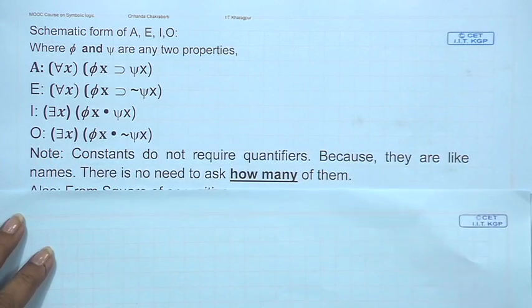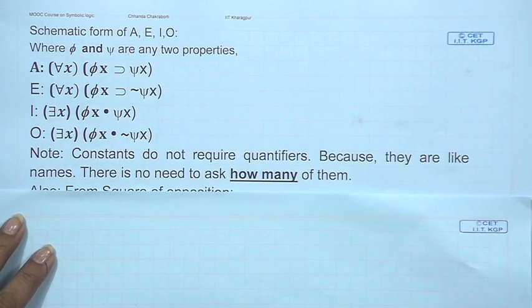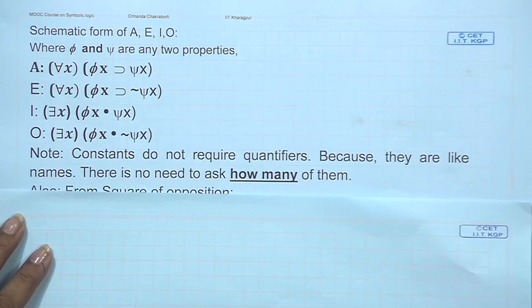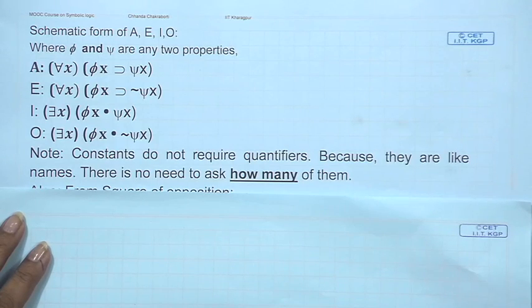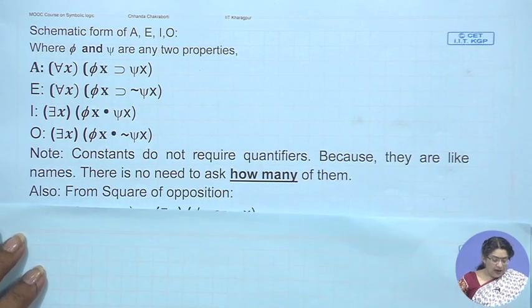I do not need to tell you this, but still for the sake of reminder, variables are the ones that will go with the quantifiers. Constants do not require quantifiers, because constants are like individual things. You do not ask how many of those, how many of you are there, there is only one, right. So, there is no need to even raise the question about how many, but variables, they deserve this kind of questions.